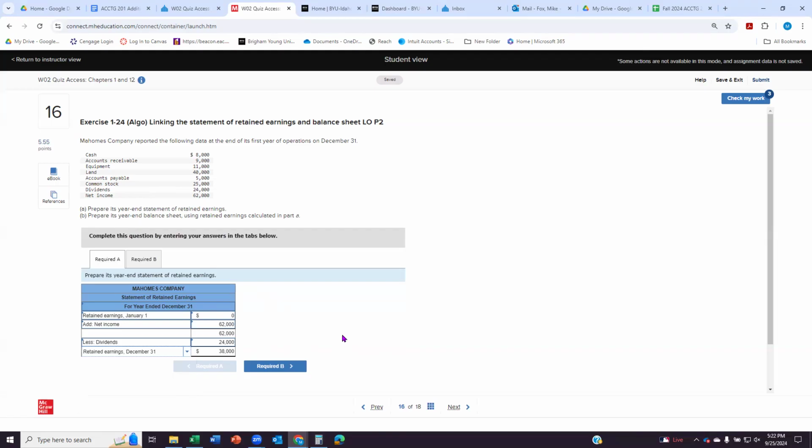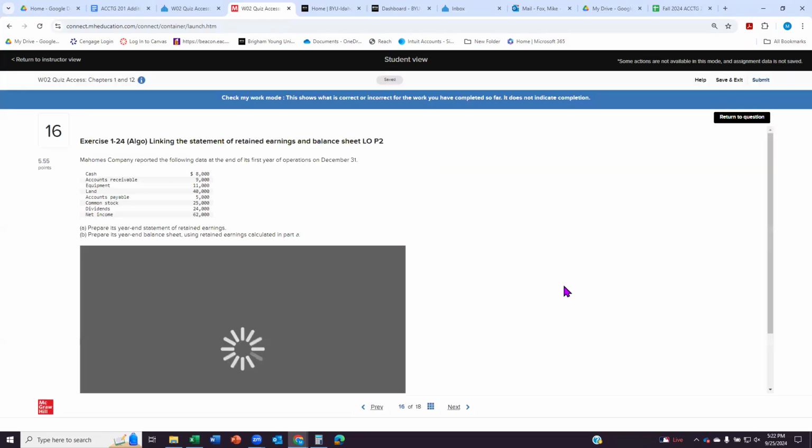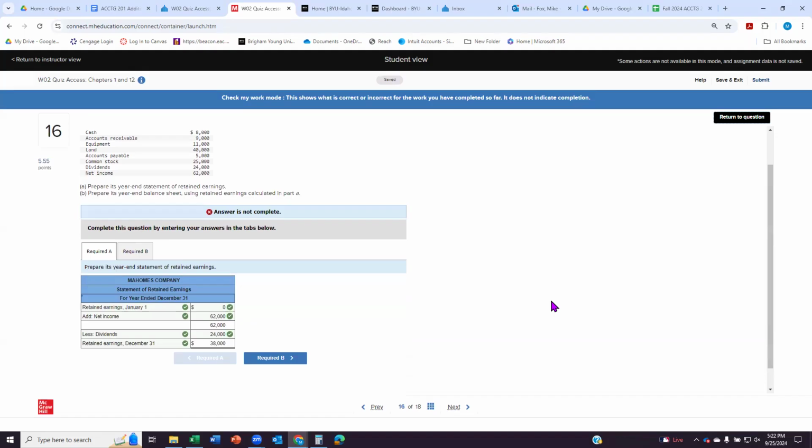All retained earnings means is the earnings, which is the revenue minus the expenses, or the net income, minus any dividends, money paid out to the owners. And that's what retained earnings is. So we'll check it just to make sure. Looks like we're all good.